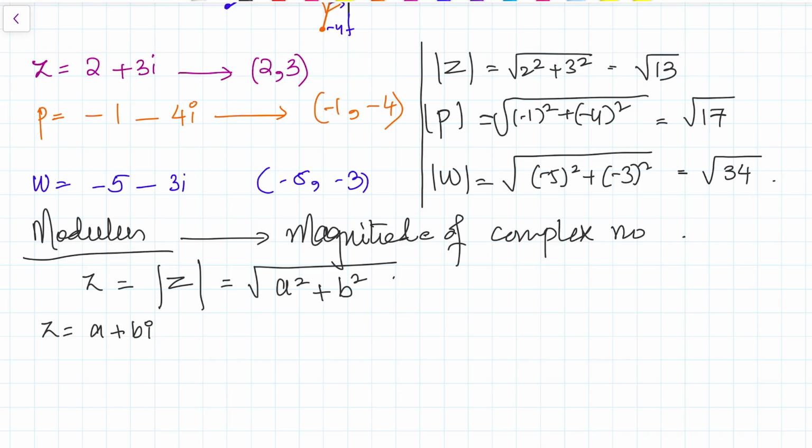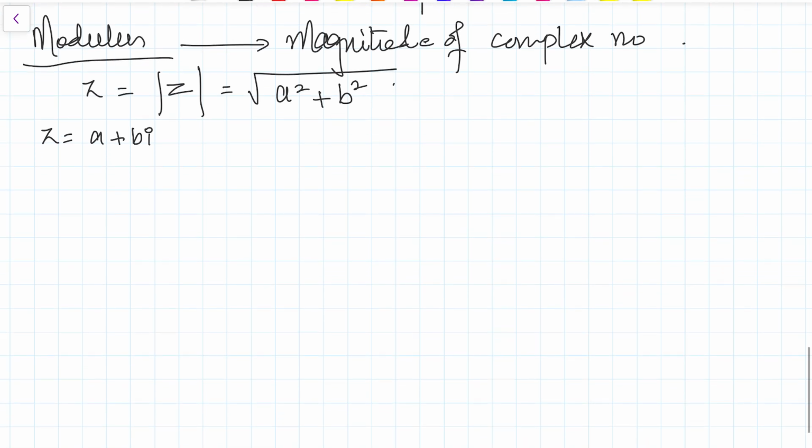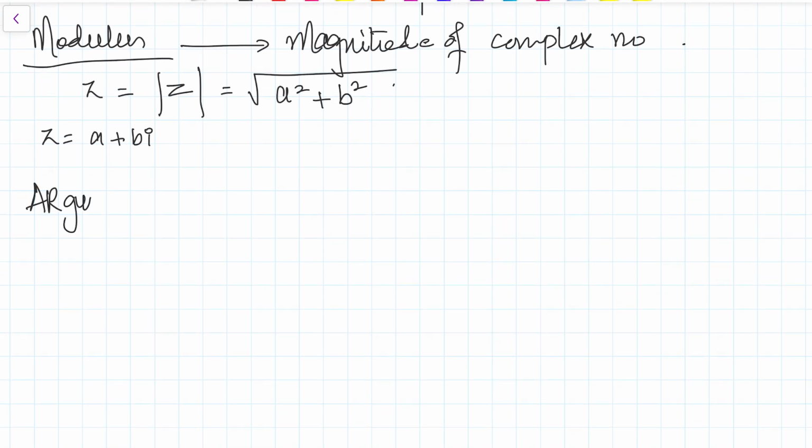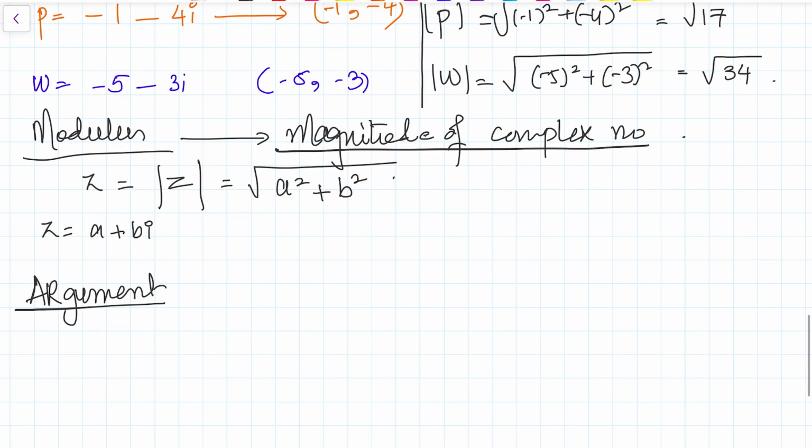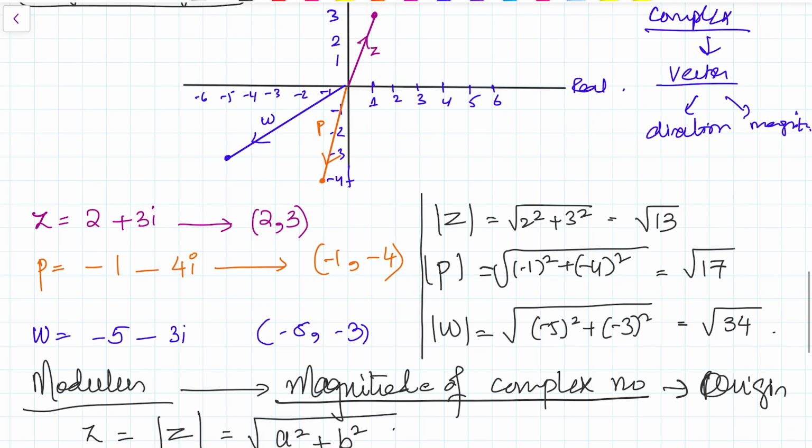All right, now, so we've done the modulus concept as well. What is argument? Now, argument is a little tricky. Magnitude of the complex number, and remember, this magnitude is always from the origin. It means the magnitude of z is this part. Magnitude of w is the length of this vector. Magnitude of p is the length of this vector.